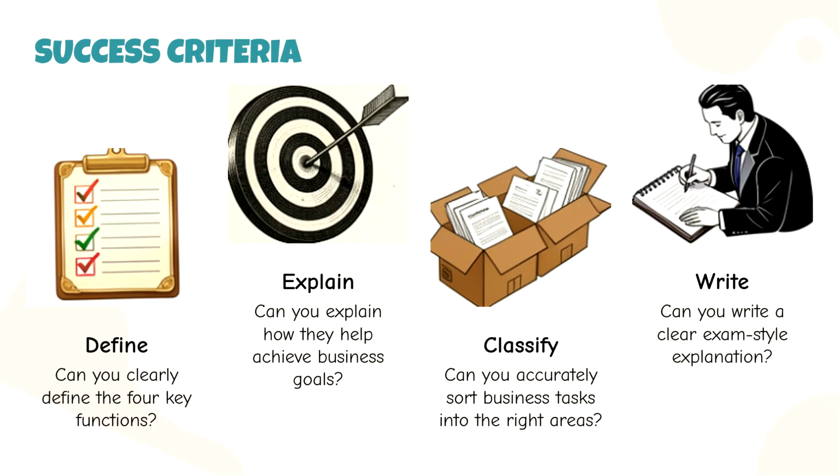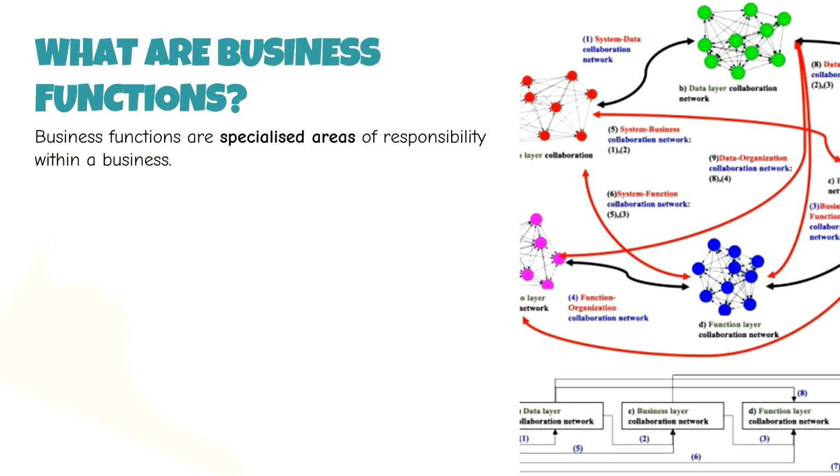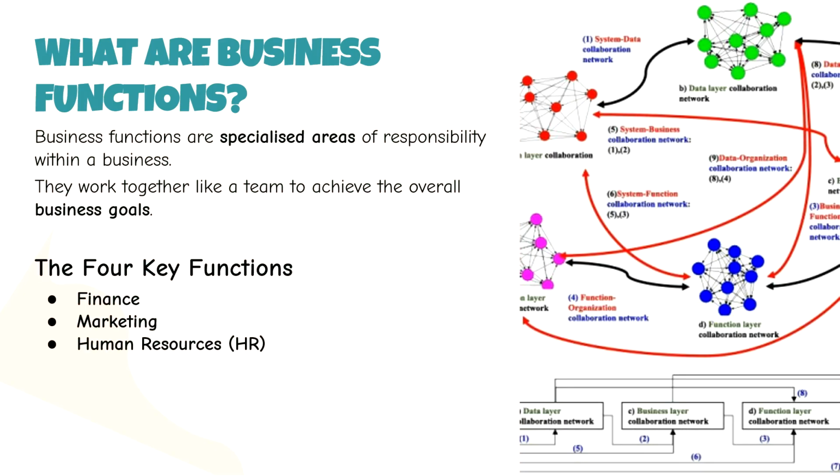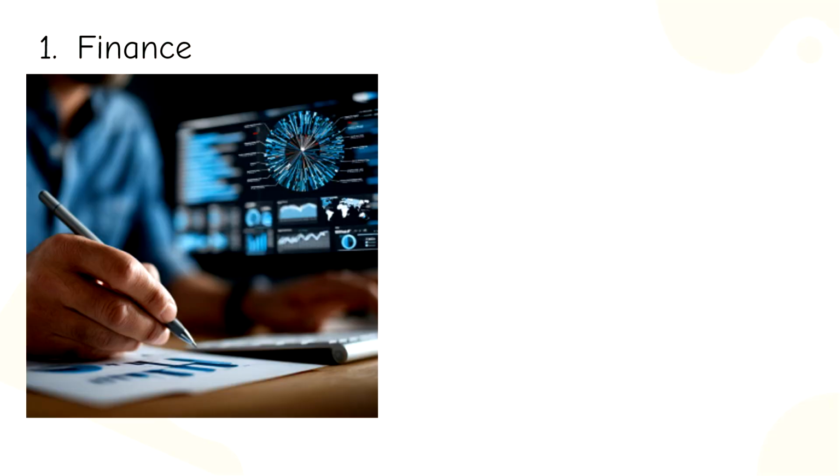Now, what are business functions? Business functions are specialized areas of responsibility within a business and work together like a team in order to achieve the business goals. The 4 key functions in the business are finance, marketing, human resources or HR for short, and operations. Let's have a look into finance and each of the other business functions.